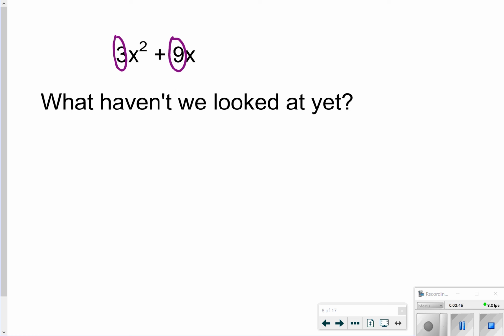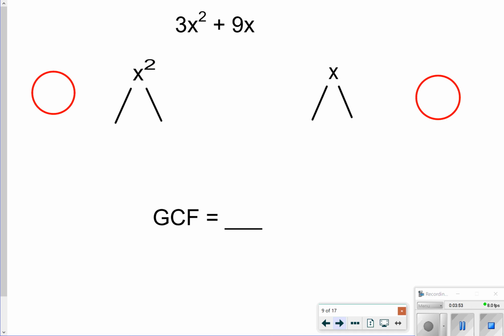The other thing we have not looked at yet are the variables, and the variables also have a GCF. So this one, again, you would think about your factor tree or just listing the factors of them. How can we make x to the second power? Well, we make that by doing x times x. And how do we make just an x?